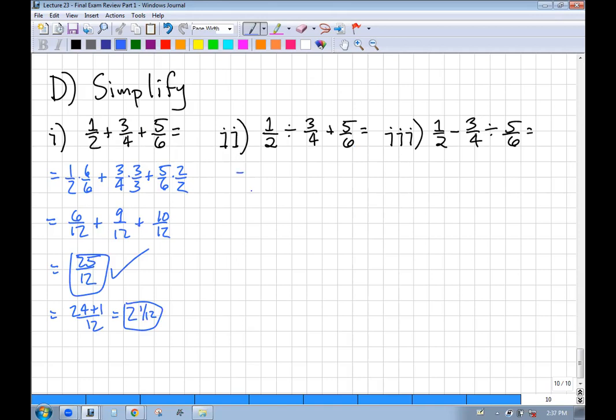Part 2, let's see. Well, we might look at that and think it's the same as this, but we have a division symbol right here. Dividing by a fraction is the same as multiplying by its reciprocal. We have a 4, 6, and 5, 6, because we're just multiplying the tops across, which gives us 9, 6. Again, 9 is 3 times 3. 6 is 2 times 3. So we get 3 halves.